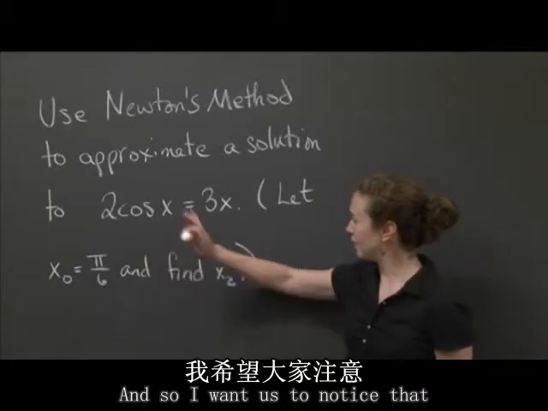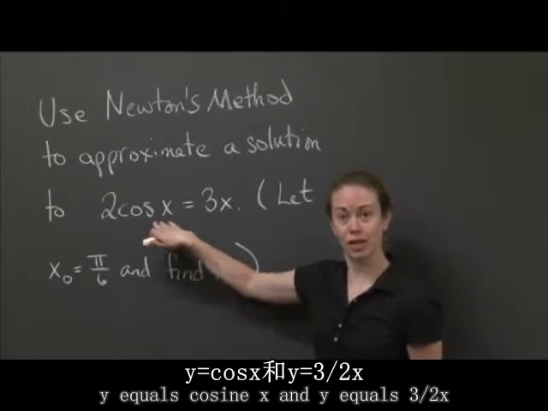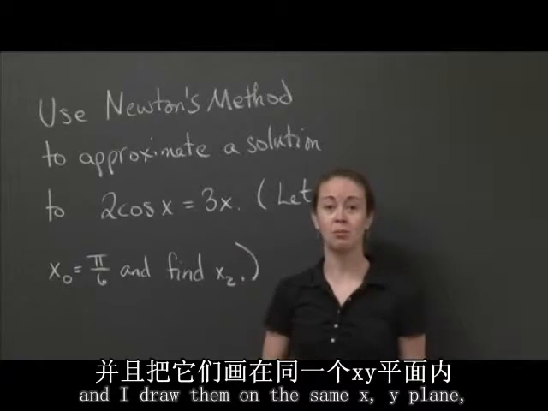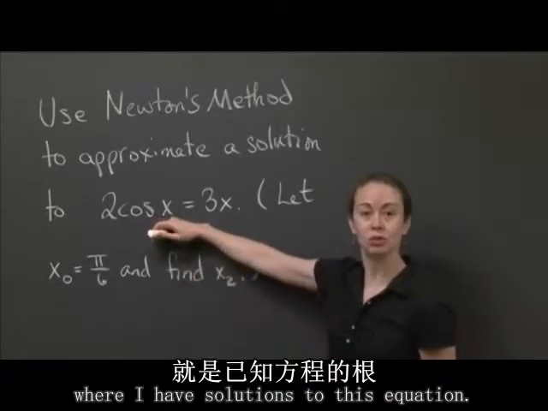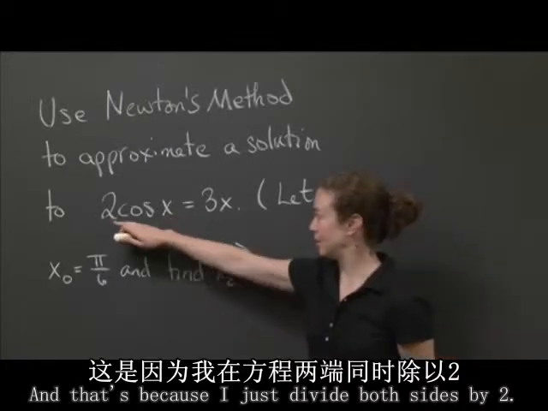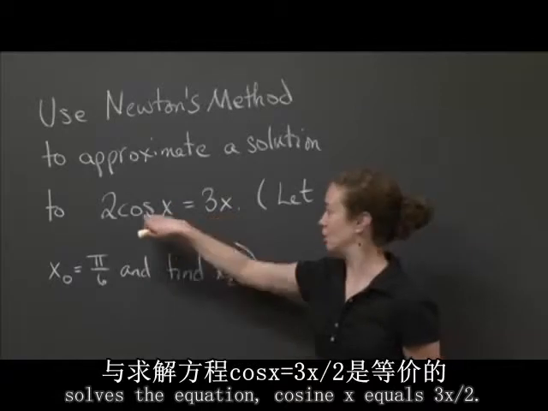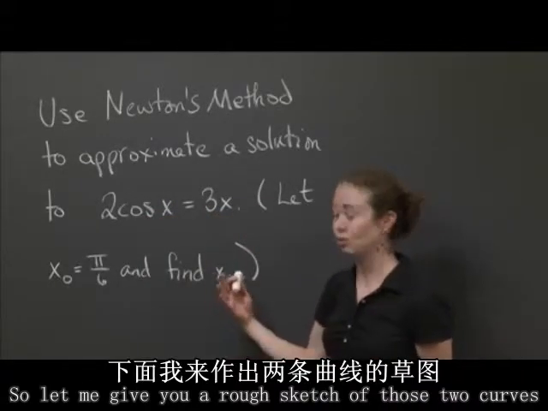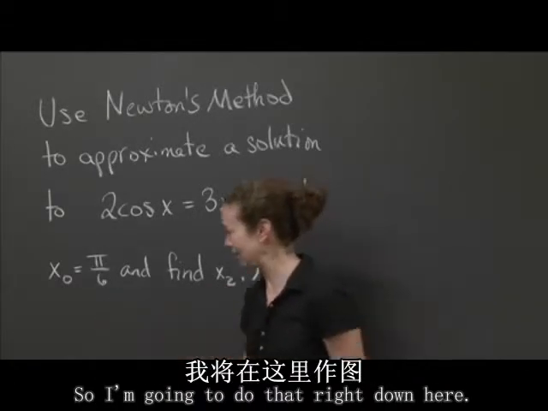And so I want us to notice that if I were to look at the 2 curves, y equals cosine x and y equals 3/2 x, and I draw them on the same xy plane, where they intersect will be where I have solutions to this equation. And that's because I just divide both sides by 2. Whatever solves this equation solves the equation cosine x equals 3/2 x. So let me give you a rough sketch of those 2 curves, and we'll see what the intersections look like. I'm going to do that right down here.